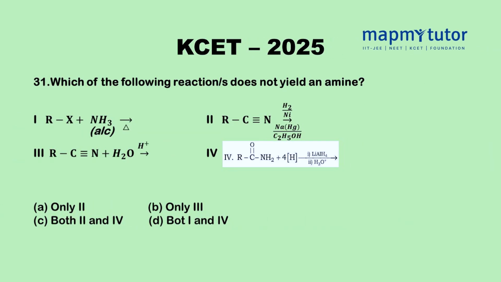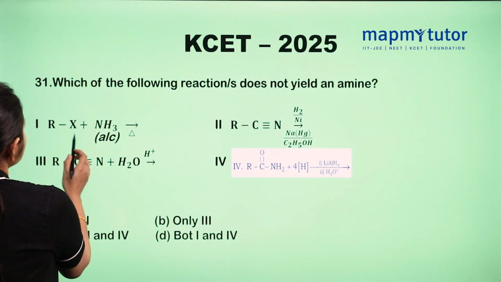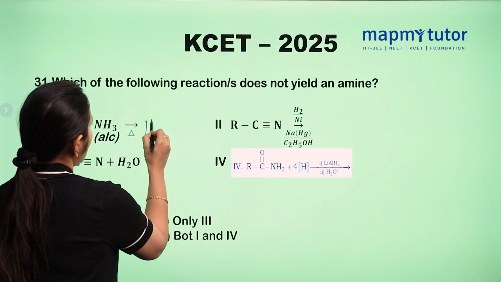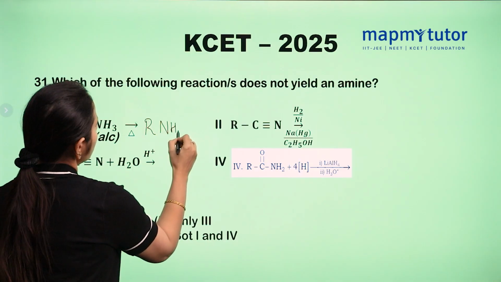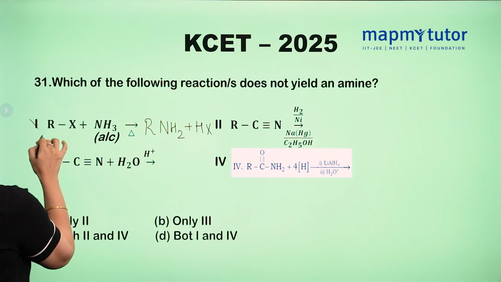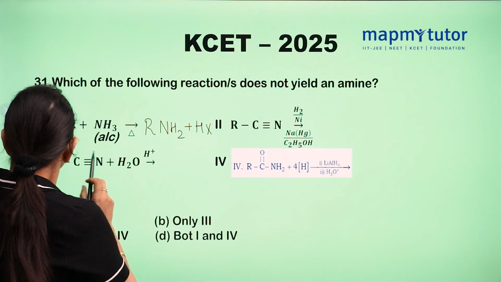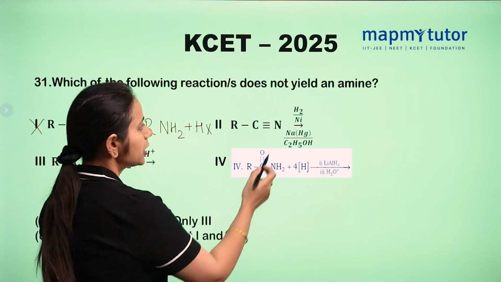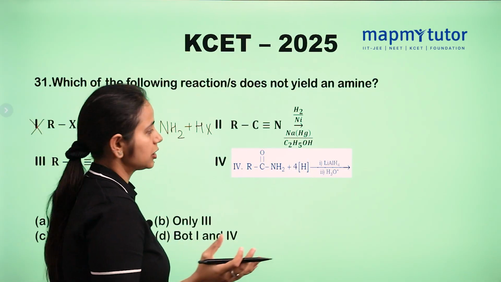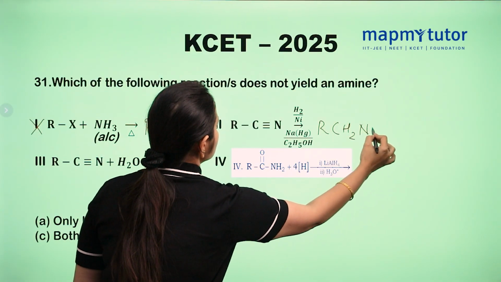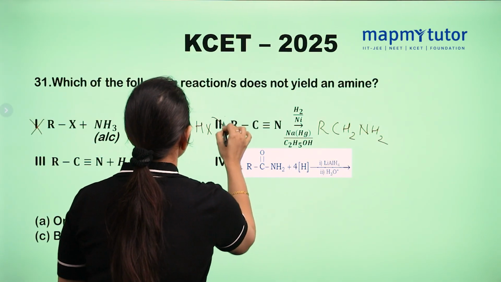Which of the following reactions does not yield an amine? Let's see. RX plus NH3, ammonia. What will we get? It will be RNH2 and HX. So we are getting an amine, so this can't be our answer. Next is RCN with hydrogen and nickel. Hydrogen and nickel is the reducing agent. So we'll get RCH2NH2 in this case. So this can't be an answer as well.